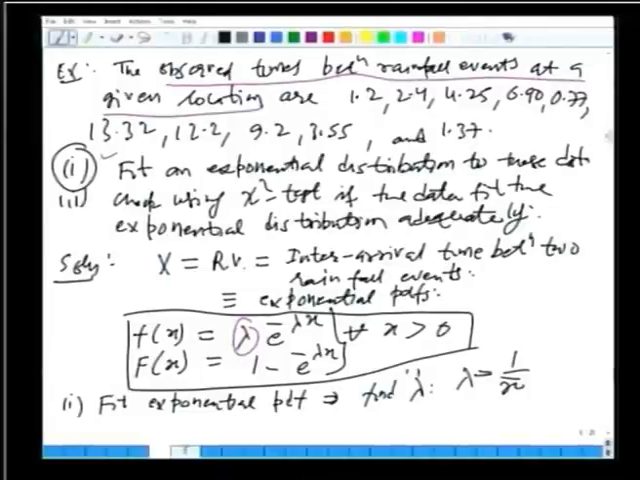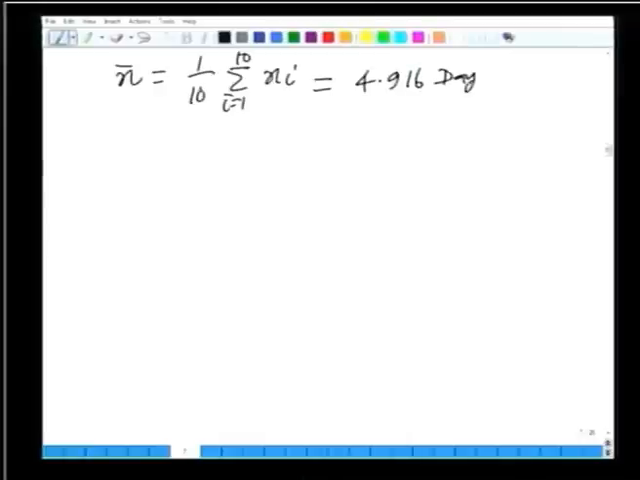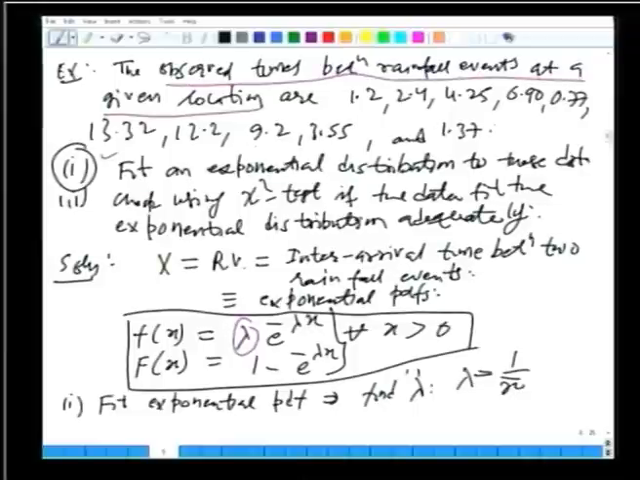So, what you do is you just find out x bar is equal to, there are 10 data points, summation of your xi, i going from 1 to 10. What are xi's? Xi's are the inter-arrival times, they are all given to us. I am not going to spend time on that, you can find it out, it will be 4.916 days. By the way, I should mention that all these are in days, I forgot to mention that.